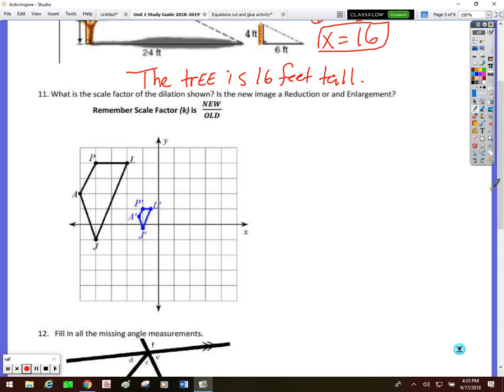All right, scale factor. What's a scale factor? Remember I gave you a hint. New shape over old shape. Well, in other words, remember we also talked about this: prime divided by not prime. Right? So here we go.